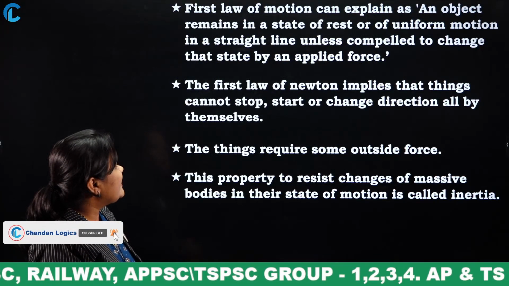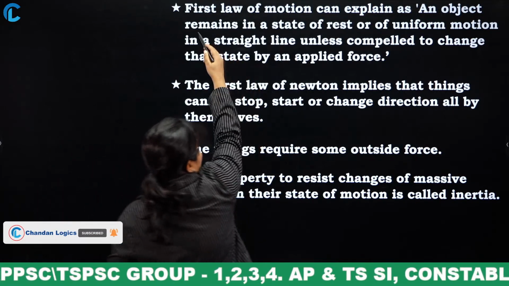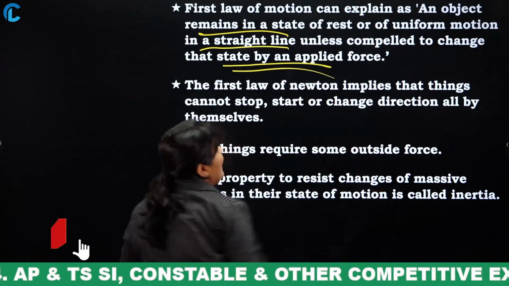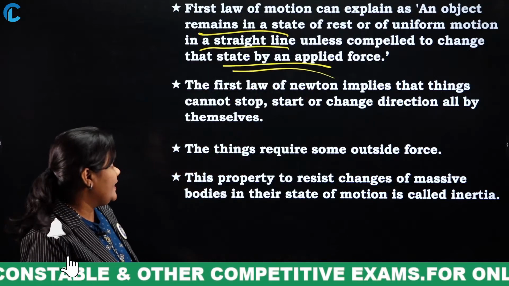First law of motion explains that an object remains in a state of rest or uniform motion in a straight line unless an external force is applied on it. Okay.